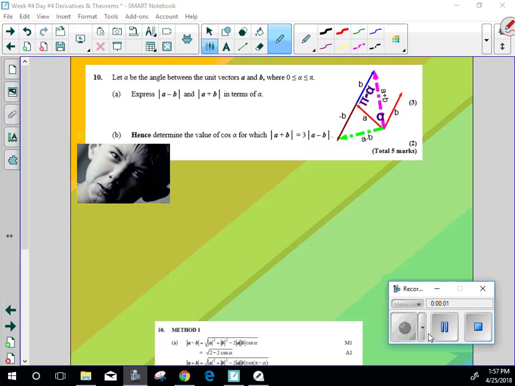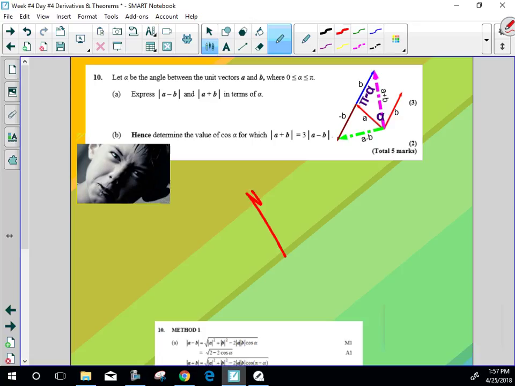This problem is a vector problem, but it's really masked in a non-right triangle problem. What they're doing is saying let alpha be the angle between units A and B, and A and B are just vectors. So here's a vector A, and here's a vector B. What they're doing is expressing AB in terms of an angle alpha.